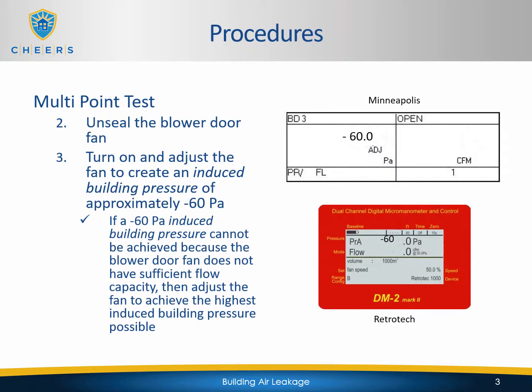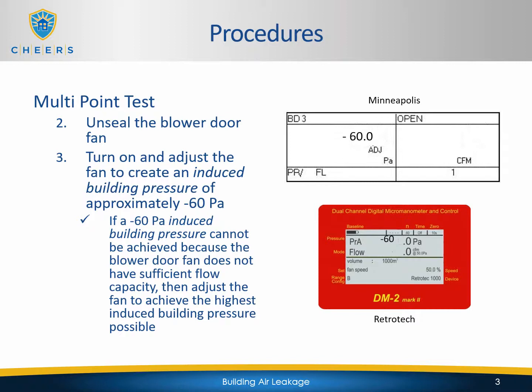After you figure out the baseline pressure, then you will unseal the blower door fan, and you're going to turn on and adjust the fan to create an induced building pressure of approximately negative 60 pascals. We're at negative 60 now. Keep in mind, up to this point, we've done negative 50. But here, for the multi-point test, we're doing negative 60.